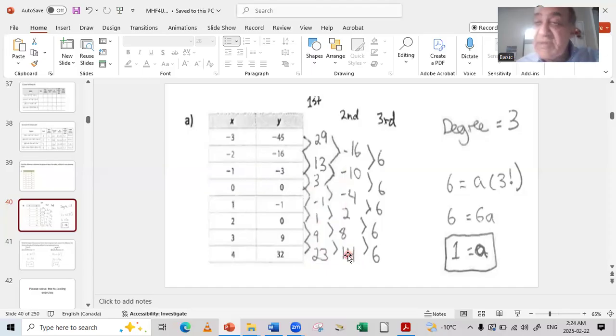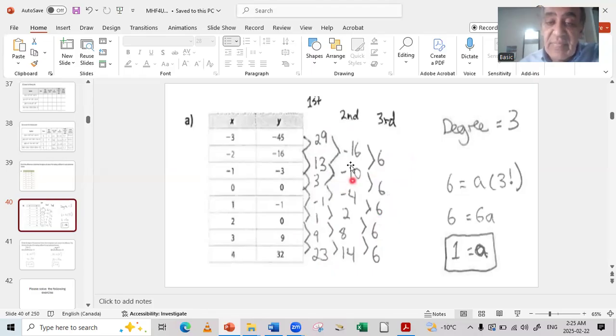I'm looking for similar numbers. When all the numbers are similar, then we have reached the degree. So this is the first degree, this is the second degree, and I notice that the numbers are different. They are not all the same, but look now when we get the third difference between the numbers.